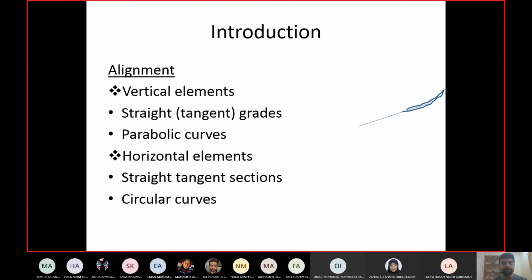The direction of the road can be determined, or should be determined, in two planes: vertical plane and horizontal plane. So you can have design of vertical alignment and design of horizontal alignment.